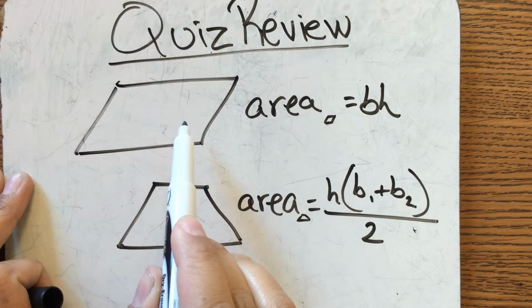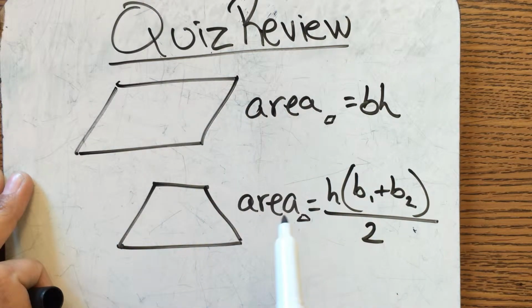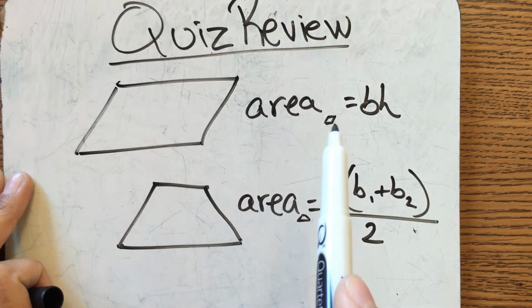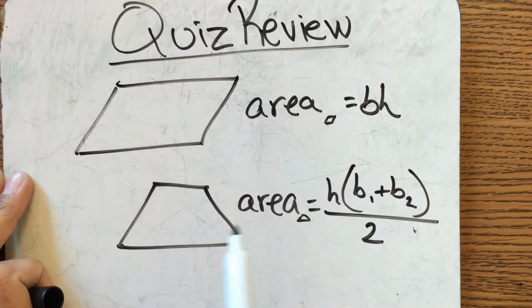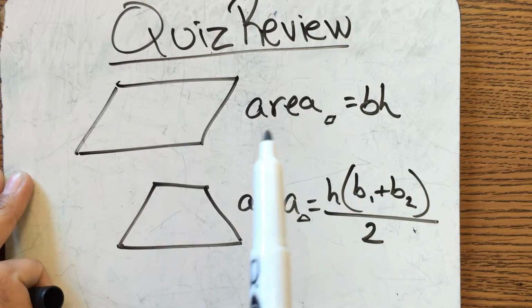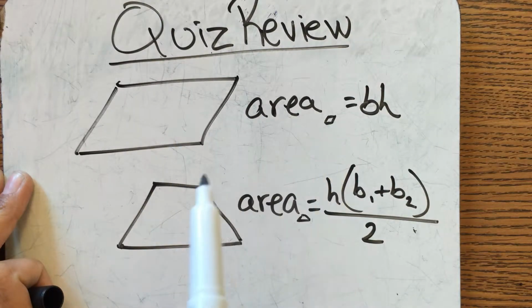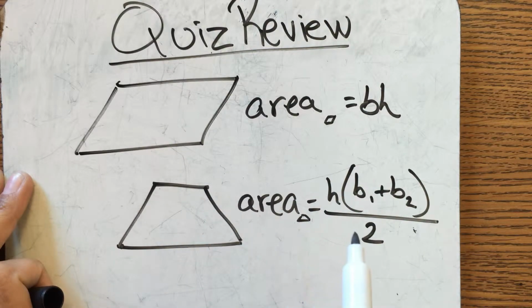If you know which is a parallelogram and which is a trapezoid, this cannot be a mistake that happens. Make sure you keep these straight in your head. This is for a parallelogram, this is for a trapezoid. Okay?